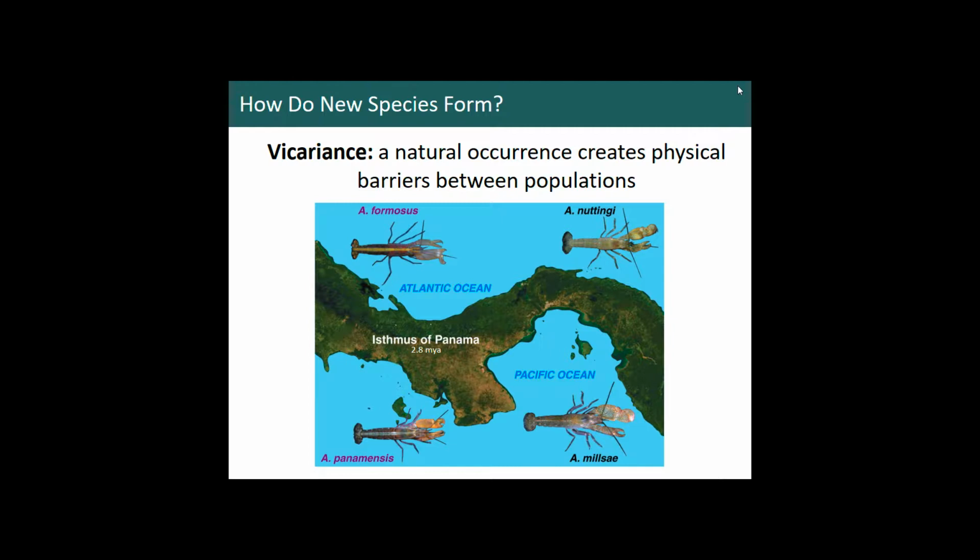Another example of this is in the snapping shrimp. If you look along the Isthmus of Panama that separates the Atlantic Ocean from the Pacific Ocean, there are 15 different groups, 15 pairs of snapping shrimp. And if you look at all 30 of these species of snapping shrimp and you map which species are the most closely related to each other, in every single instance, they form pairs of close relatedness with one species on the Atlantic side and one species on the Pacific side.